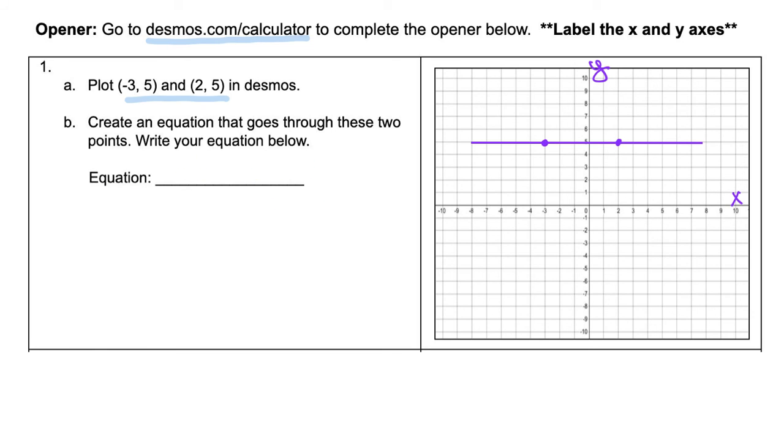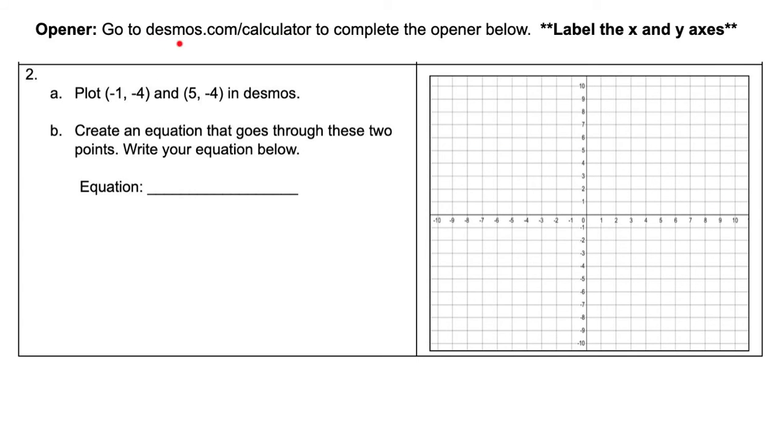For question 2, you're going to do the same thing. Go to desmos.com/calculator and graph the 2 points, plot those points in Desmos and on your paper graph. Try to find an equation, guess and check in Desmos, that will go through the 2 points you plotted, and then write that equation here when you find an equation that does go through those points. Don't forget to use a straight edge to connect the points that you plot on your paper graph and label your X and Y axes.